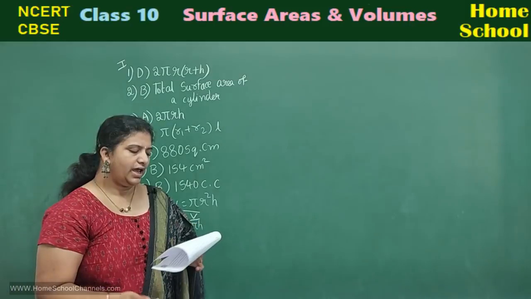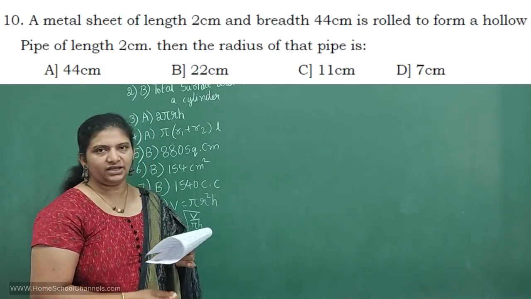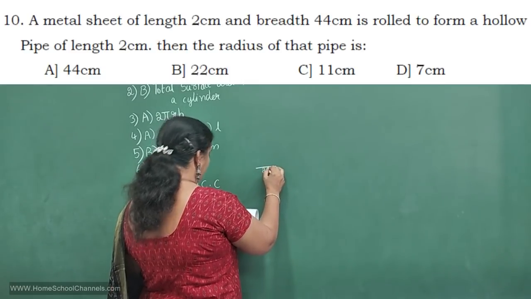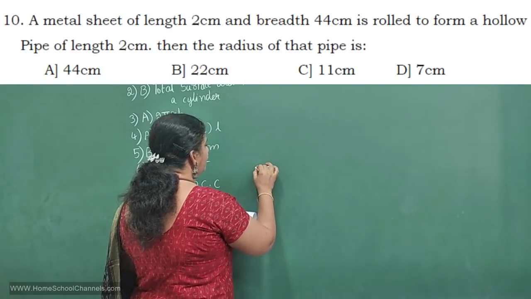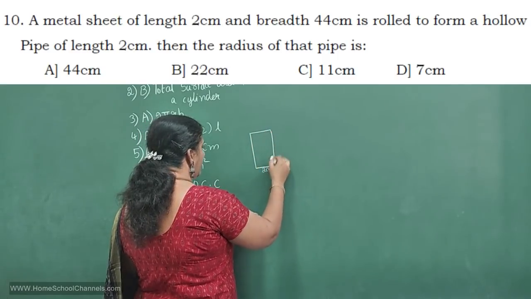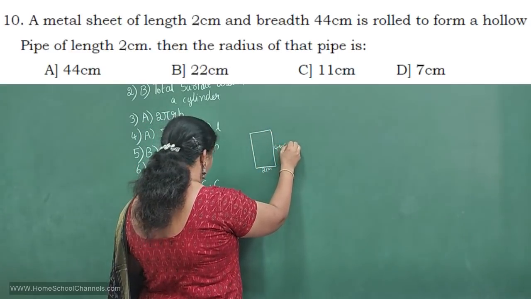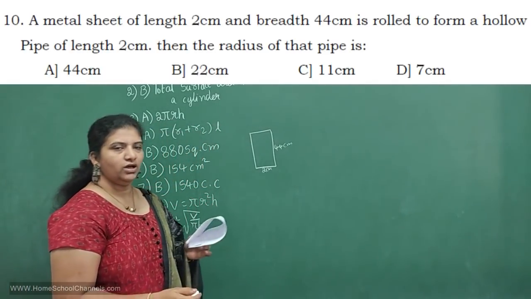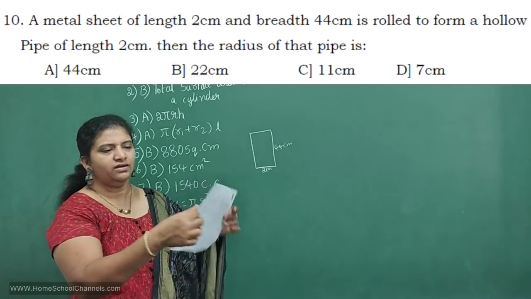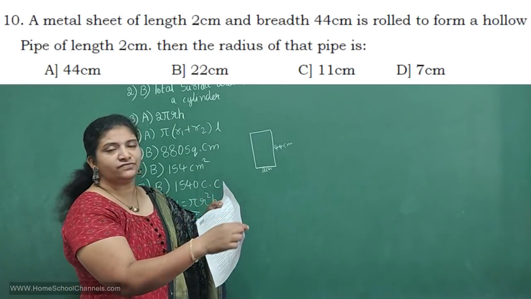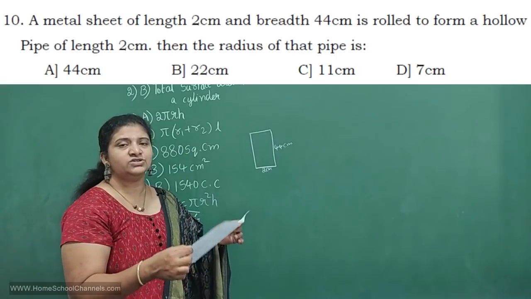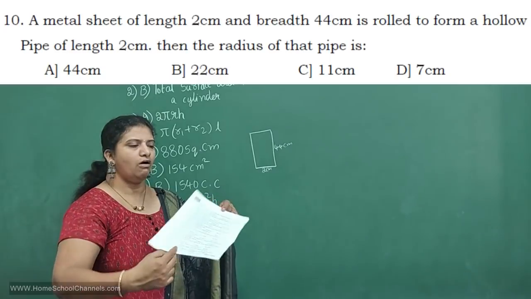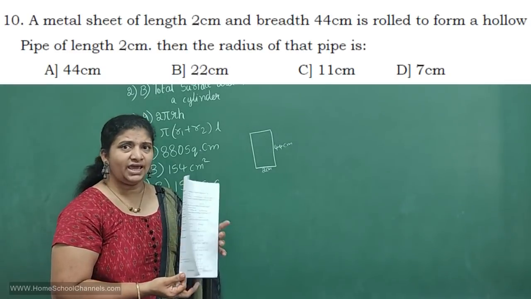10th one. A metal sheet of length 2 centimeters and breadth 44 centimeters is rolled to form a hollow pipe. Okay, let me take a metal sheet. This is 2 centimeters and this is 44 centimeters. Breadth is more here. Suppose you imagine this one rolled to form a pipe. You may roll this way or you may roll this way also.